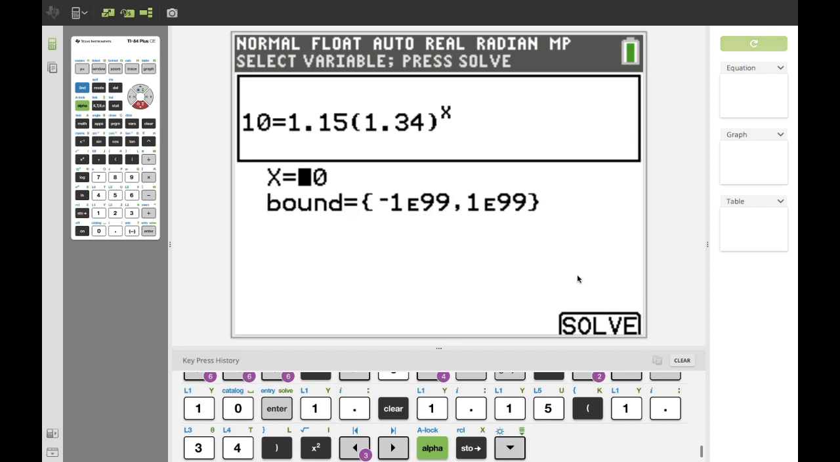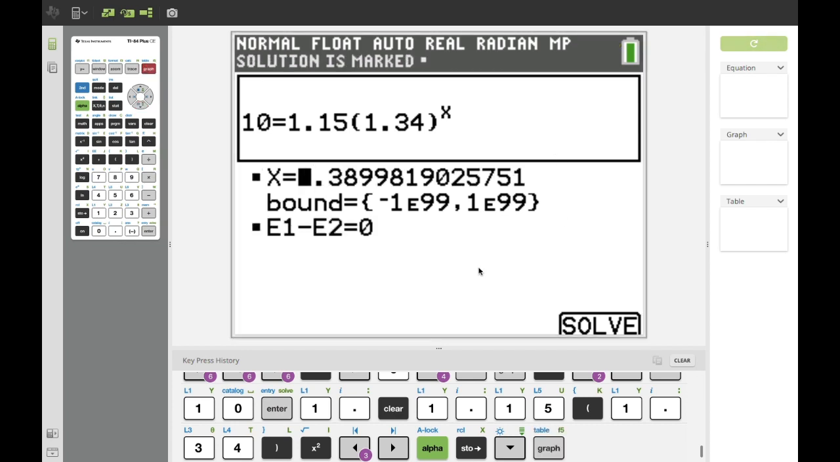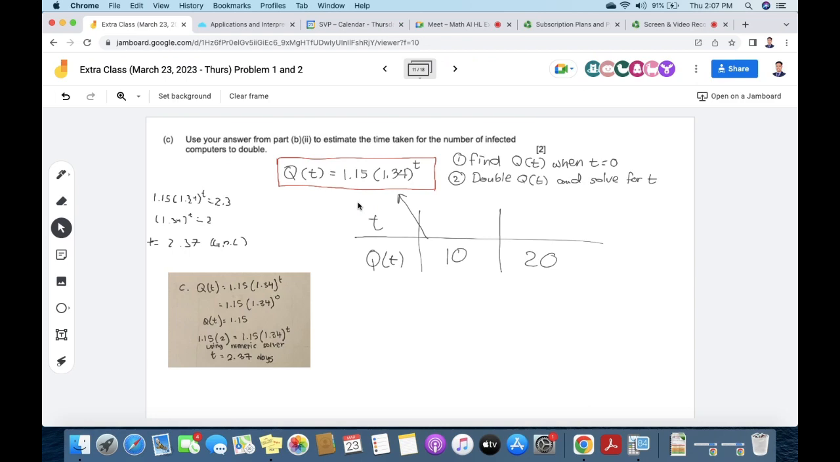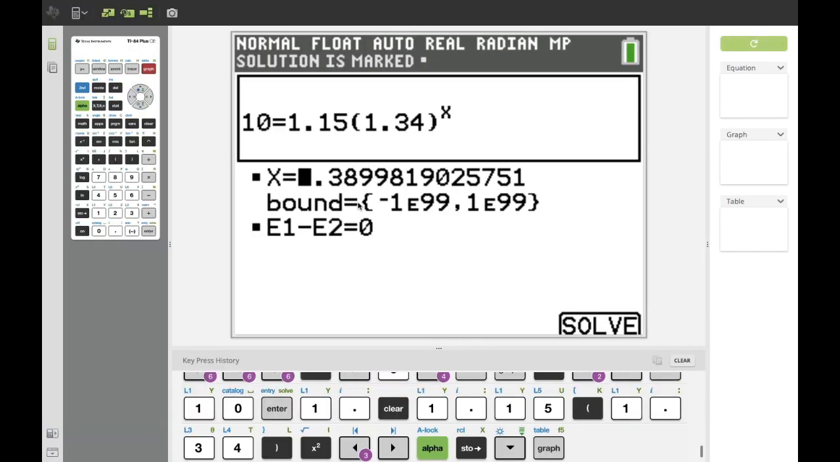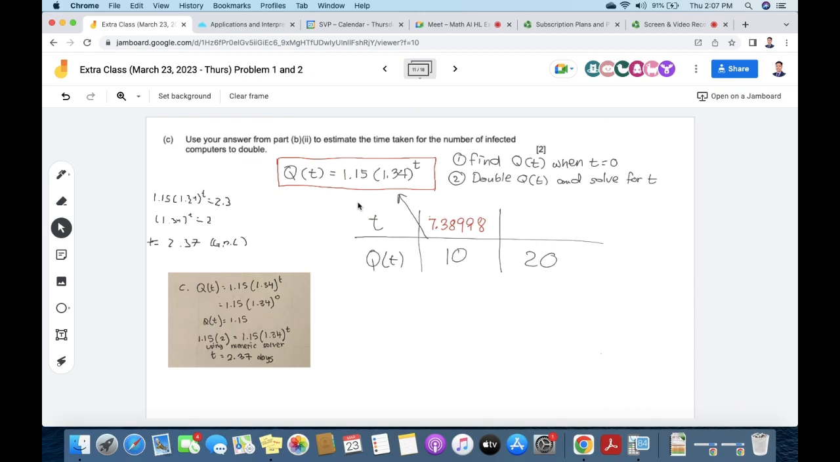So 10 equals 1.15 times 1.34 to the power of x. So graph. So we got 7.38998. Let's just have 5 decimal places, 7.38998. Was it correct? 7.38998? All right, that's correct. That is the time it takes to get a q of t of 10.